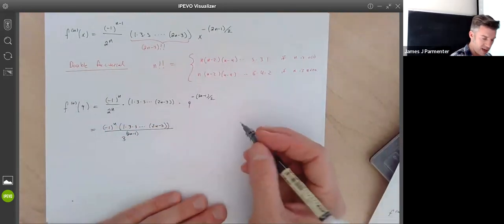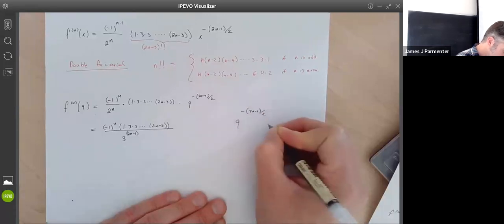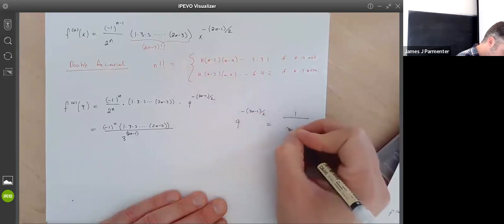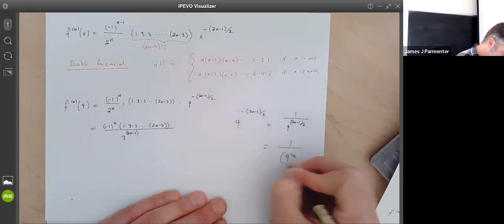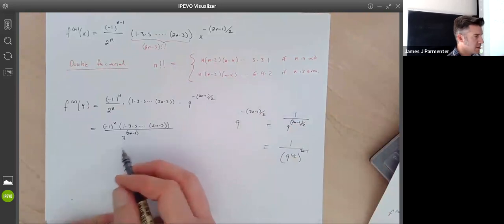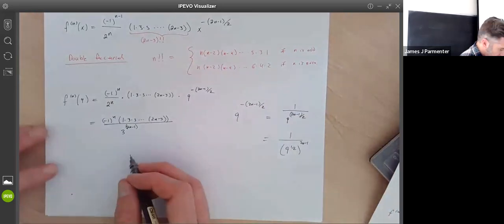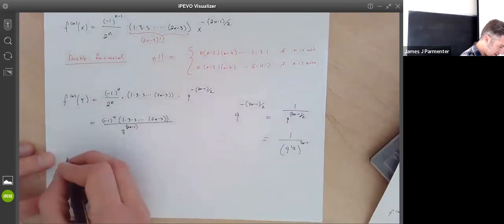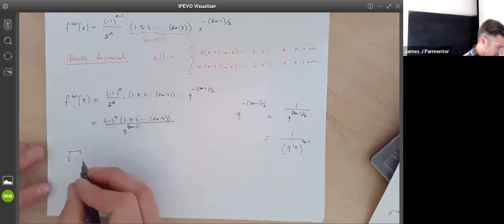Let me make sure everyone's okay with that. 9 to the negative (2n minus 1) over 2 is the same as 1 over 9 to the (2n minus 1) over 2, which is the same as 1 over 9 to the 1/2 to the 2n minus 1, which is 1 over 3 to the 2n minus 1. Probably not necessary, but fine. And then finally, we can write the square root of x as a polynomial.